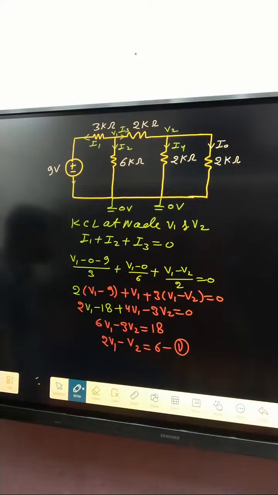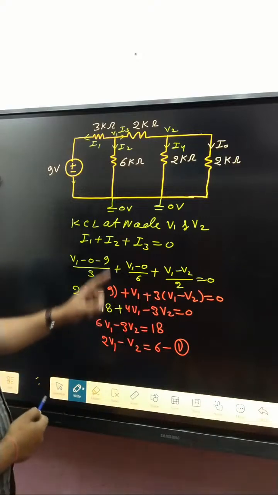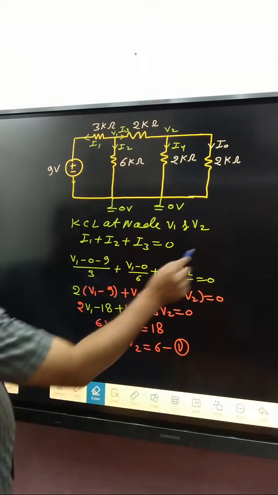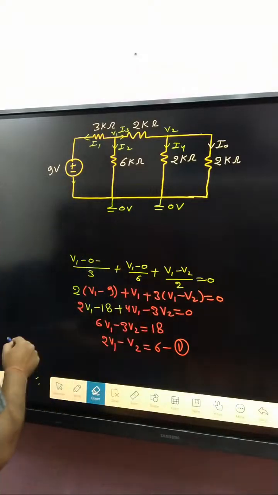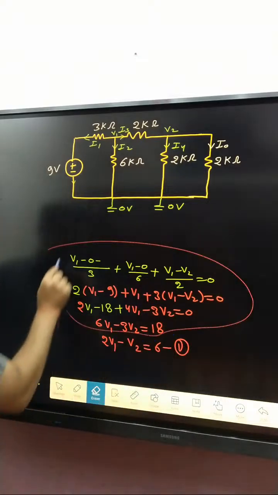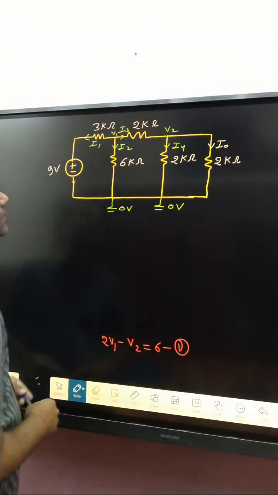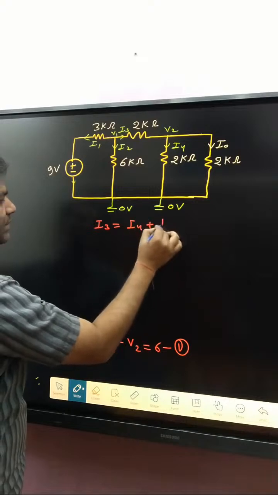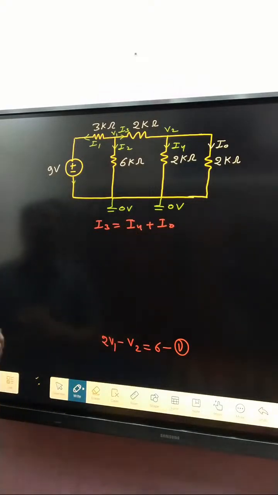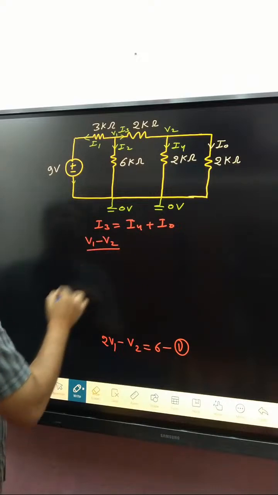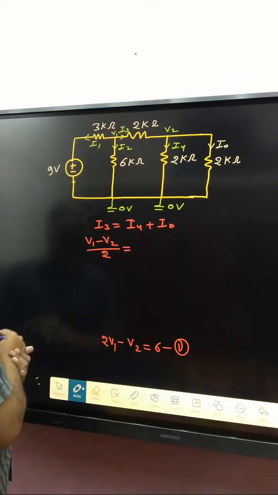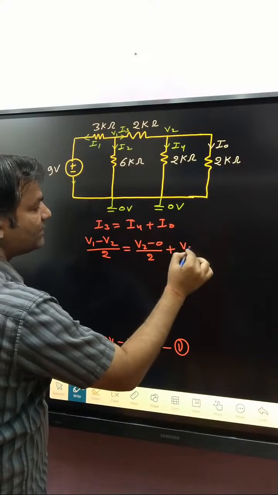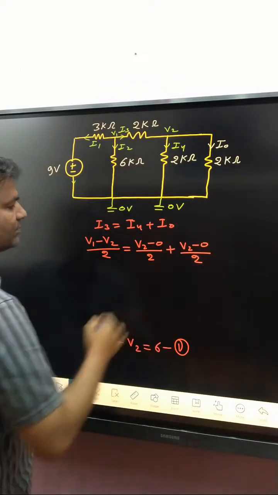Now, after that, what about I3? I3 will equal I4 plus I0. I3 is V1 minus V2 divided by 2 kilo ohm. This will equal I4, which is V2 minus 0 divided by 2 kilo ohm, and I0, which is V2 minus 0 divided by 2 kilo ohm. Clear?